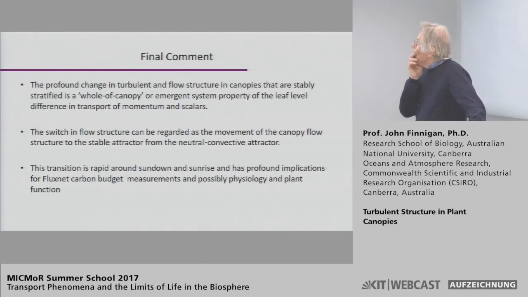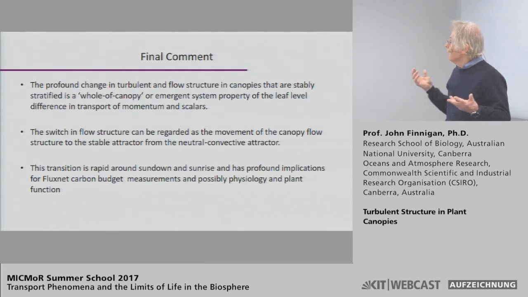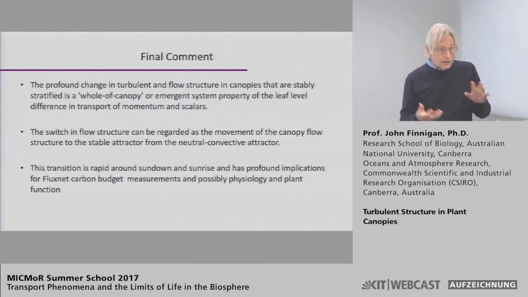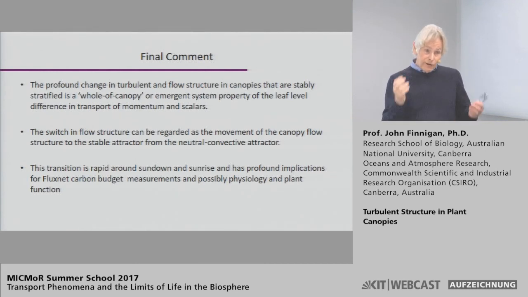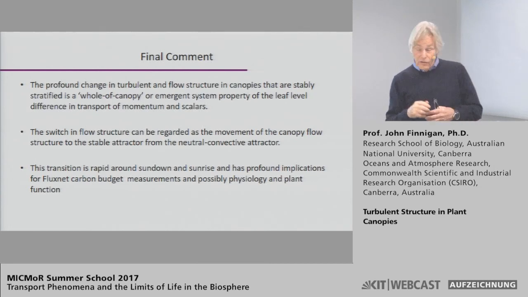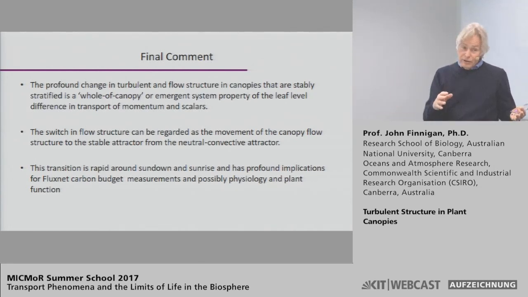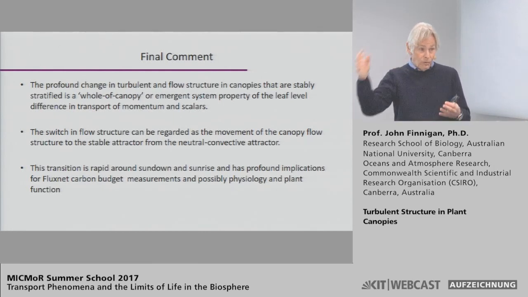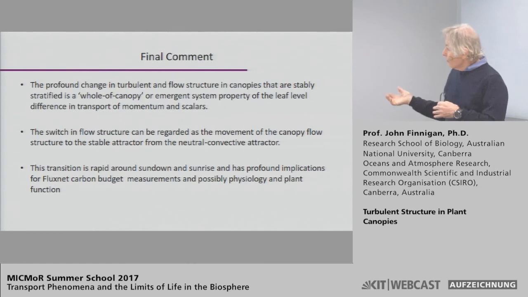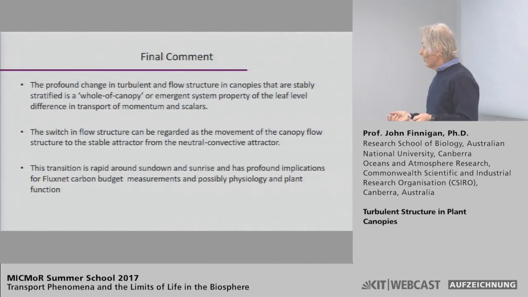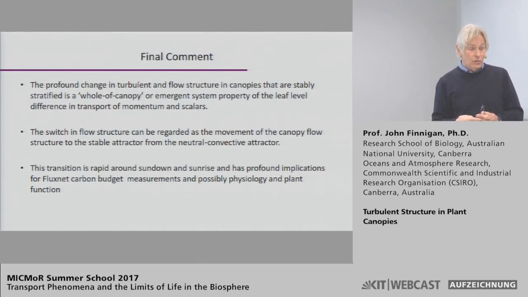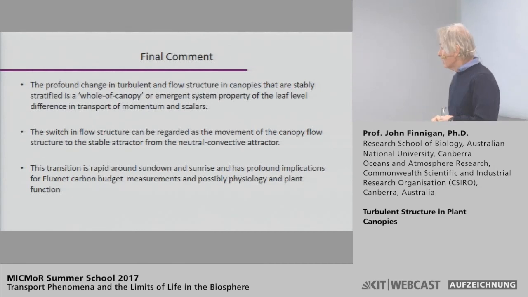So this profound change in turbulent and flow structure when you're stable, again, this is a whole-of-canopy emergent property. It's actually produced by this leaf-level process, the Stanton number, the ratio of efficiencies of momentum and heat transport at the leaf level. And if you like, you can think of this switch in flow structure from fully coupled to decoupled as a movement to a sort of stable attractor for the canopy system and away from the neutral convective attractor. And that happens very fast at sundown, and it gets broken down very quickly in the morning.